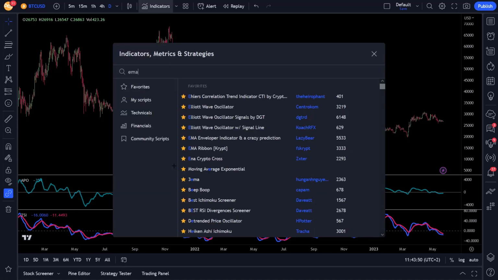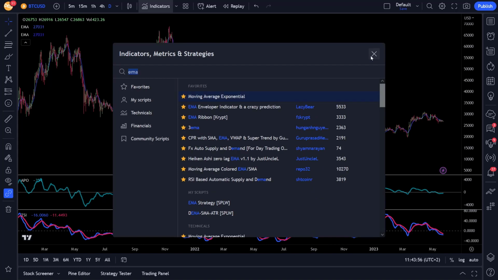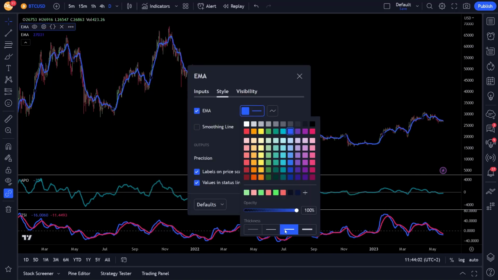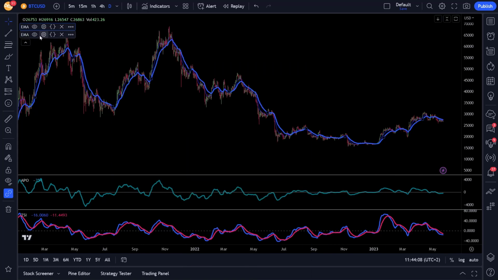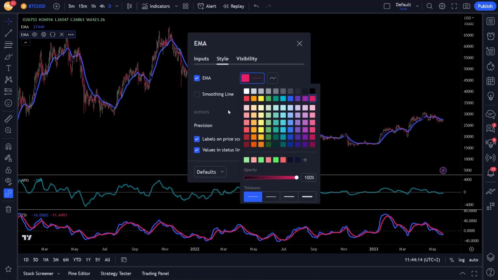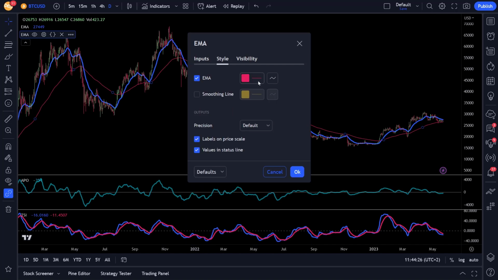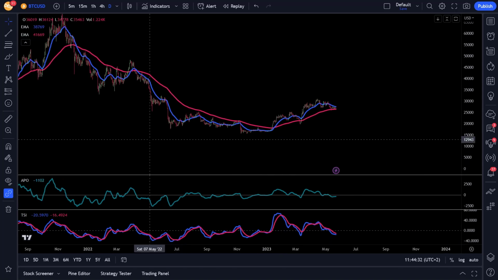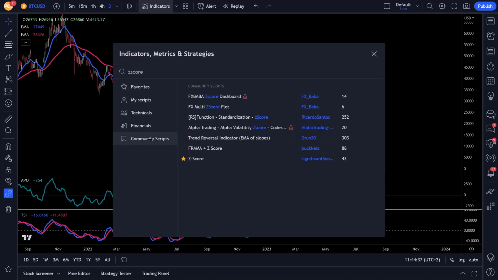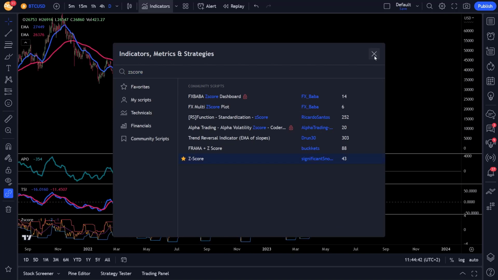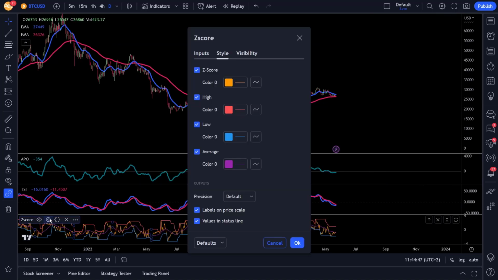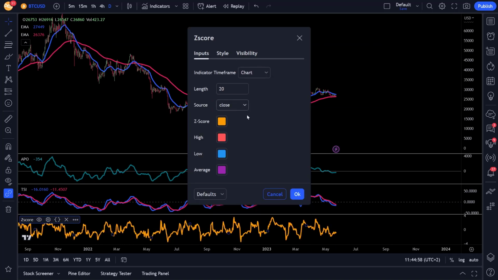Then I use two exponential moving averages. I will use the EMA 21 for the shorter trends and the EMA 100 as the baseline to detect bullish or bearish conditions. And finally there is the Z of the Z-score. This indicator is used by traders and analysts to gain insights into market trends and potential opportunities.